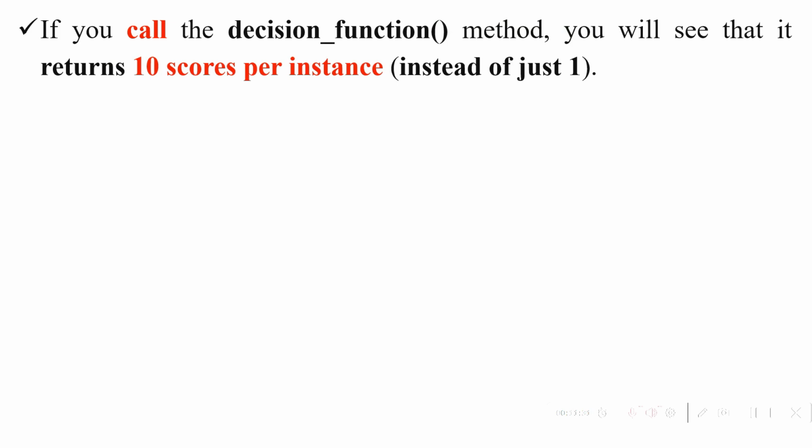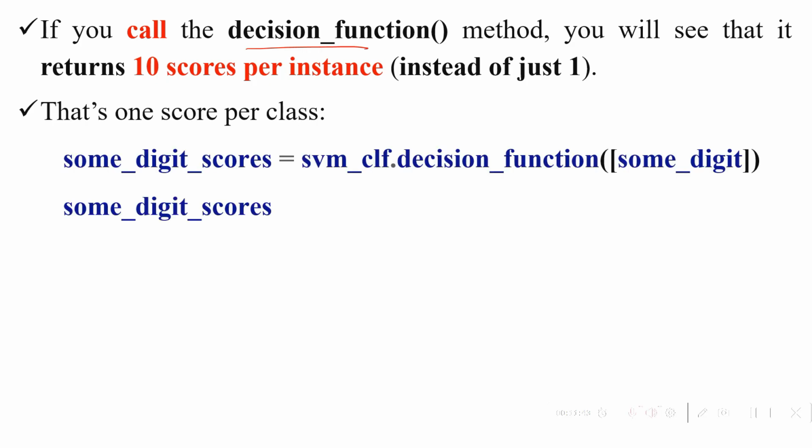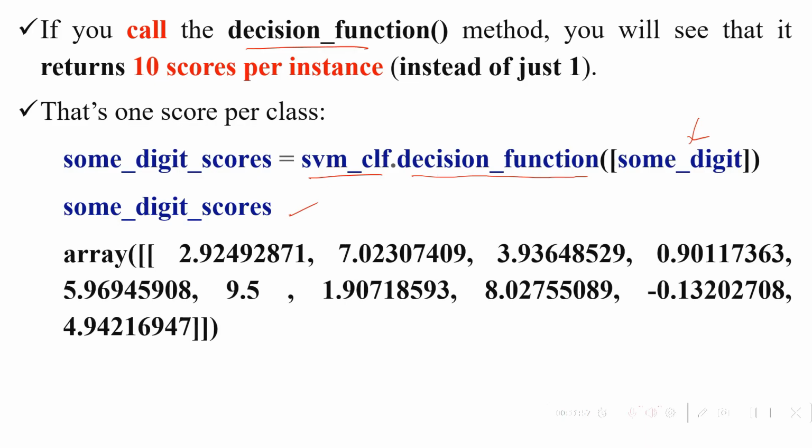If you call the decision_function method, you will see that it returns 10 scores for the instance, one score per class. Some digit scores equal to: our model is a support vector machine classifier. We are finding the decision_function for the given digit image, and we are going to display the scores for that digit with respect to all the 10 classes.